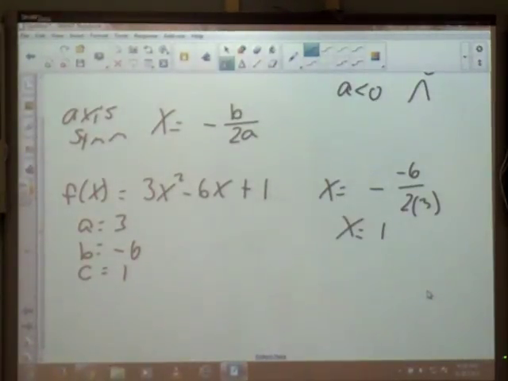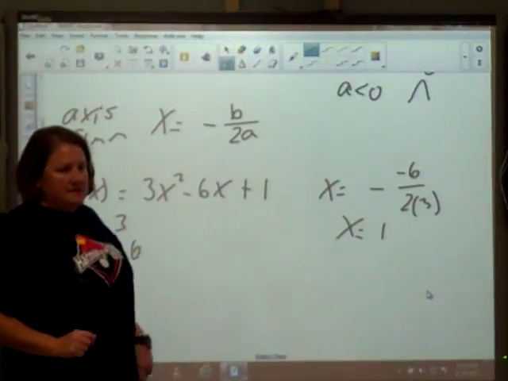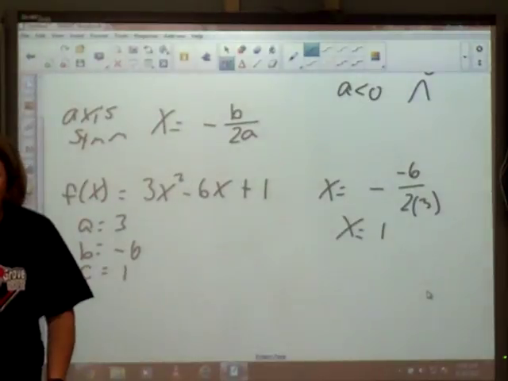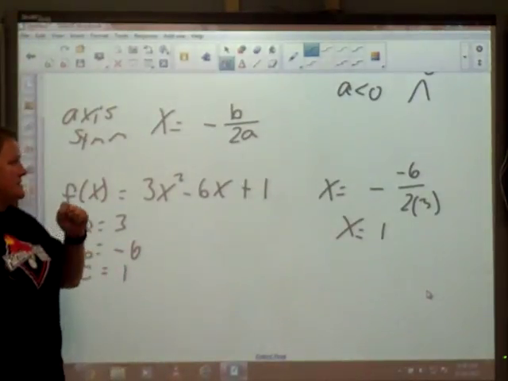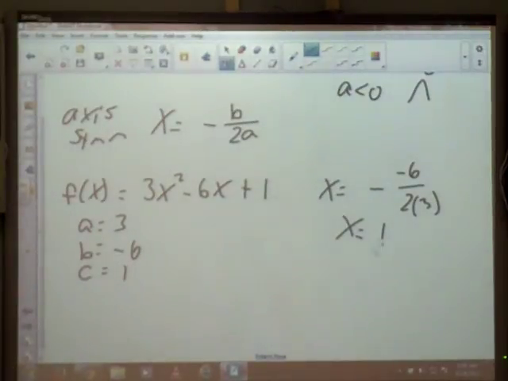Okay, if I want to find where the vertex is on this, now I'm going to take my 1 and plug it back in on the x's and solve. That's where it crosses the line. No, that has to do with the c. We'll get to that in just a second. Connor's ahead of us. All right, let's plug the 1 in for the x's and see where our vertex is.